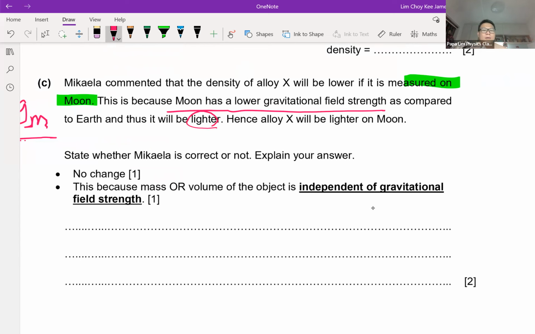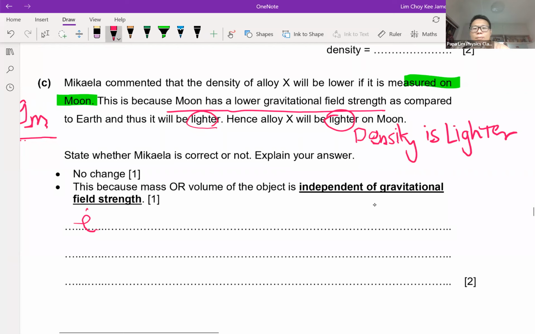Now, when we talk about lighter here, in this context, we are looking at maybe density. Lighter here could refer to two meanings. It could be referring to the density being lighter, the density itself being lighter, or it could mean the mass is lighter, or the mass is smaller.